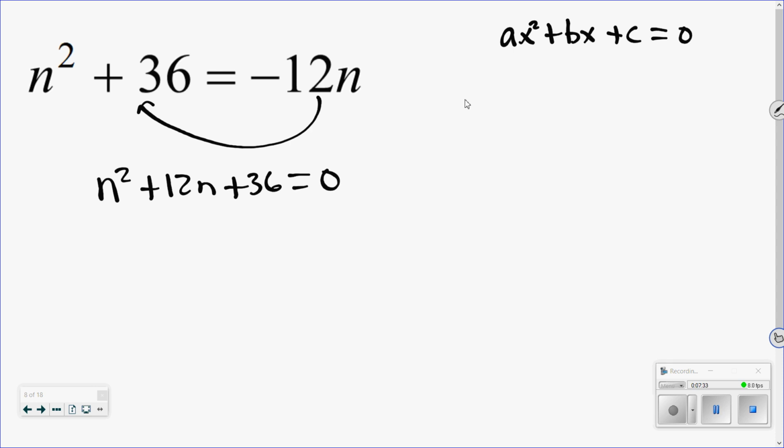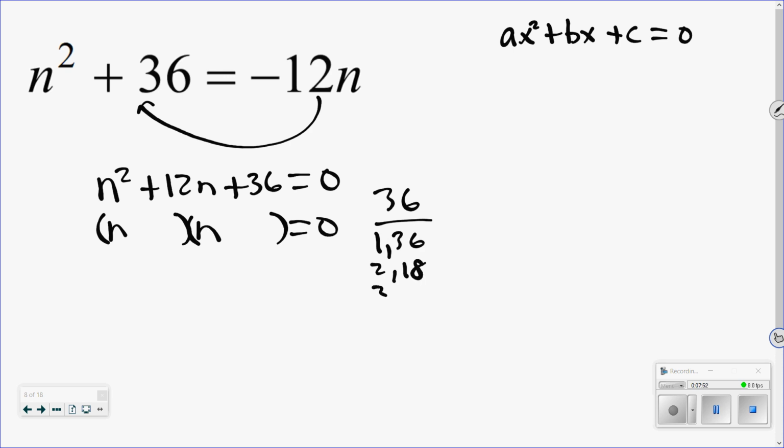Okay, now it's just a matter of factoring that. So the second step is to factor it, two sets of parentheses, n and n. I want to take the factors of 36, a positive, that add up to be a positive 12. So I want two positives: 1 and 36, 2 and 18, 3 and 12, 4 and 9, 6 and 6. Okay. I want the ones that add up to 12. That's the 6 and the 6.